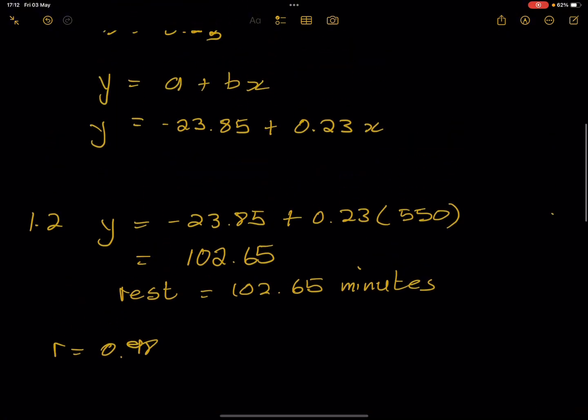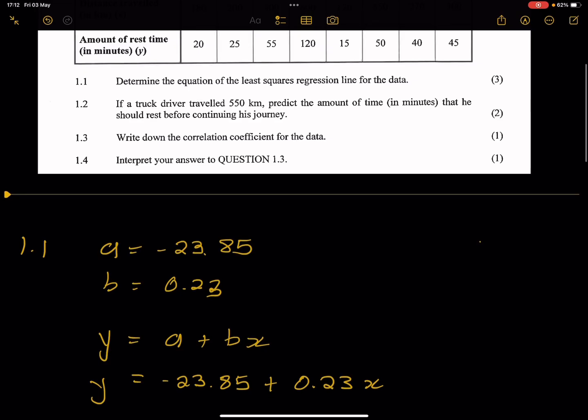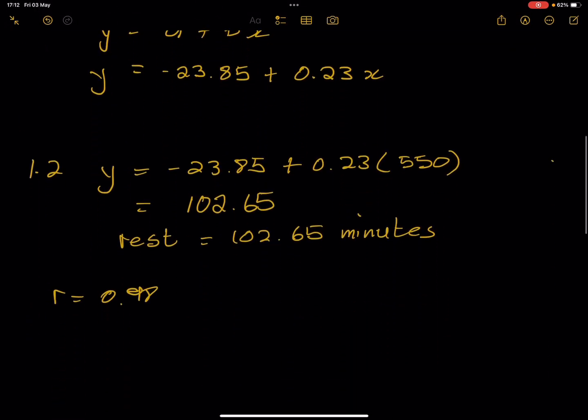1.3 says write down the correlation coefficient of the data. So you are going to go back to your calculator to find that correlation coefficient. I think it's option 3 for you, right? So I already wrote it there. My correlation coefficient is 0.98.